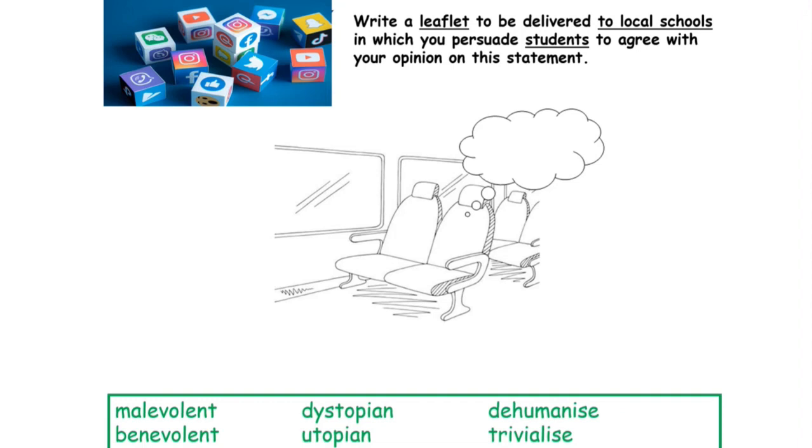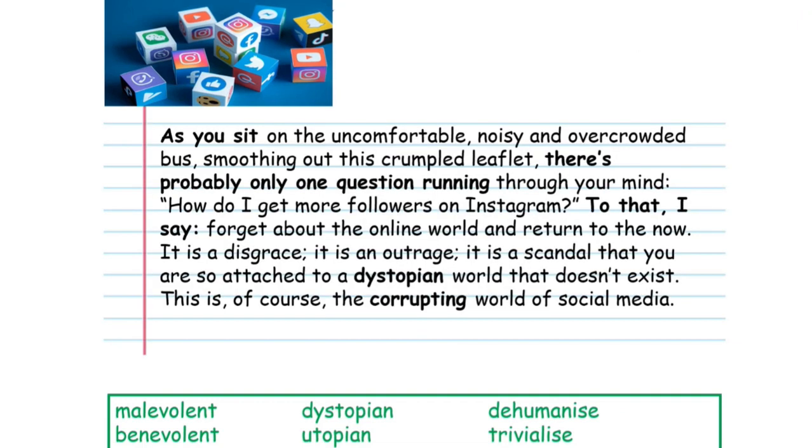Something along those lines. Here is a model example for the established audience paragraph. As you sit on the uncomfortable, noisy, overcrowded bus, smoothing out this crumpled leaflet, there's probably one question running through your mind: how do I get more followers on Instagram? And then you respond to that question that's in their head with something like this. To that, I say, forget about the online world and return to the now. It is a disgrace. It is an outrage. It is a scandal that you are so attached to a dystopian world that doesn't exist. This is, of course, the corrupting world of social media.